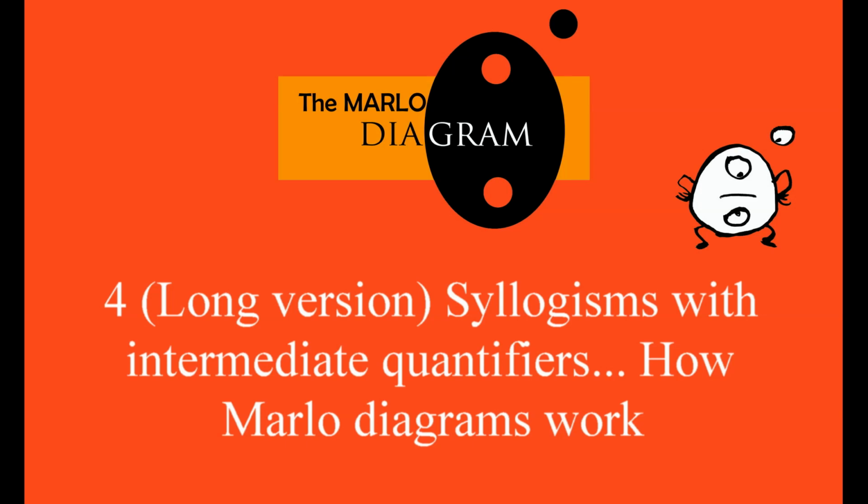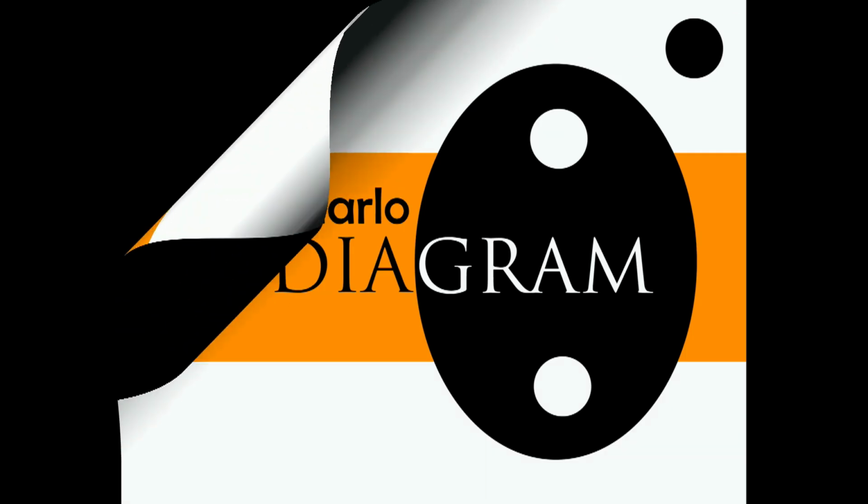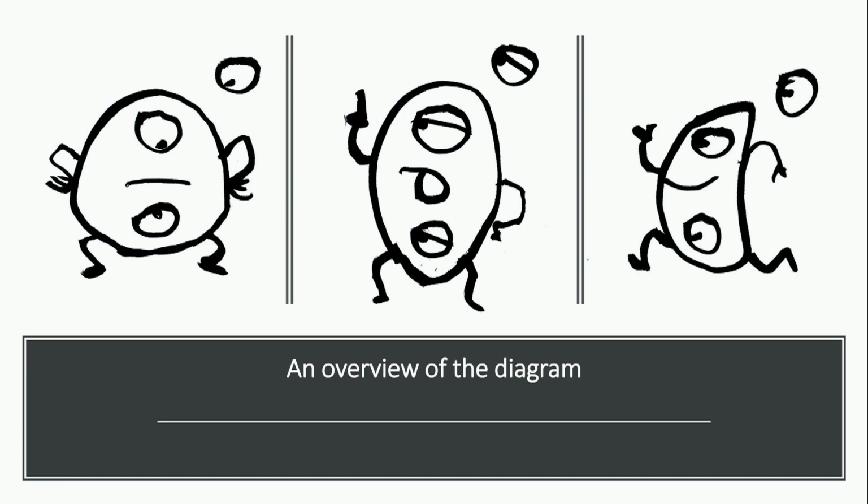Paper 4, long version, Syllogisms with intermediate quantifiers. How Marlo diagrams work. Visual reasoning in the Marlo diagram. An overview of the diagram.